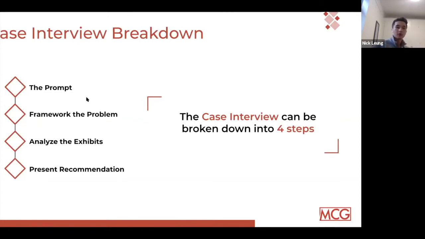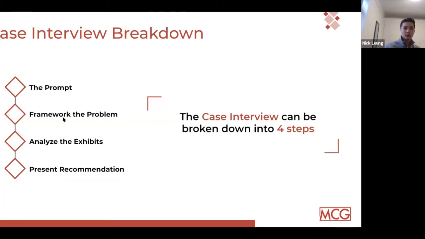First is the prompt. The interviewer will give you the prompt. This is the background about the case, and also what problem specifically the company is facing. You'll write down the prompt, summarize all the important information back to them, and then you'll start the next step, which is frameworking the problem.